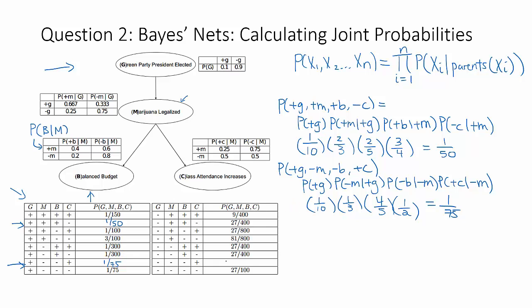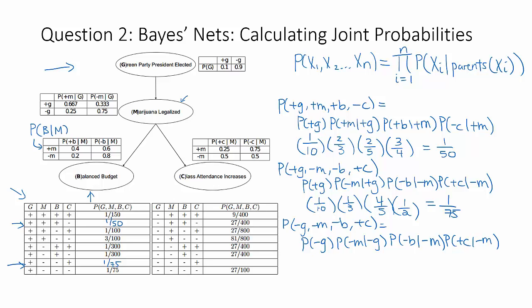And so for the last entry, we're going to do the same thing. We have the probability of minus g, minus m, minus b, and plus c. That is going to be equal to the probability of minus g at the g node, the probability of minus m given minus g at the m node, the probability of minus b given minus m at the b node, and the probability of plus c given minus m at the c node.